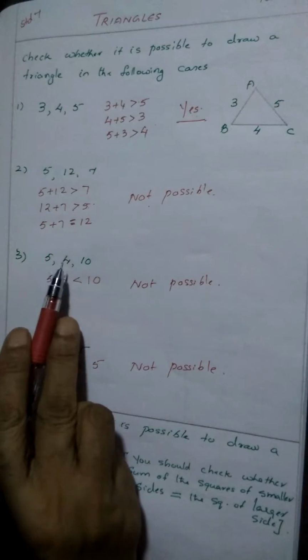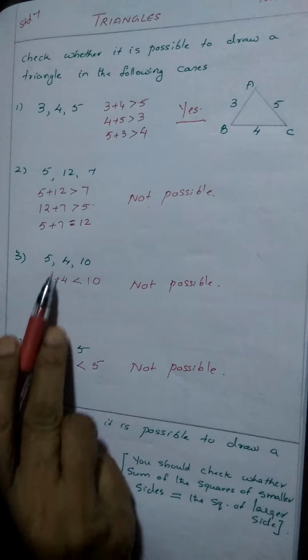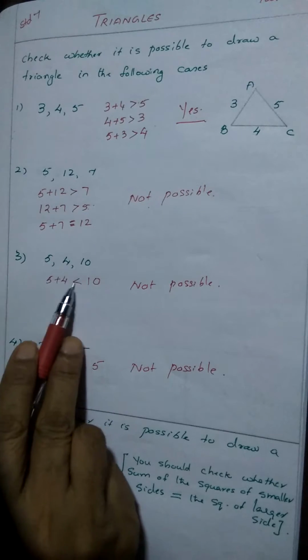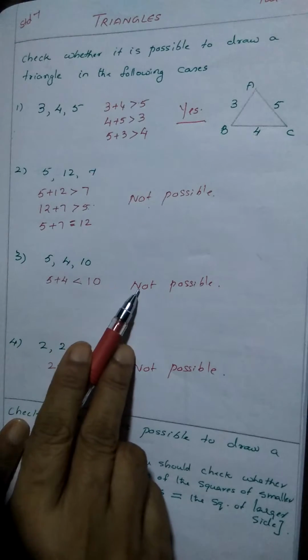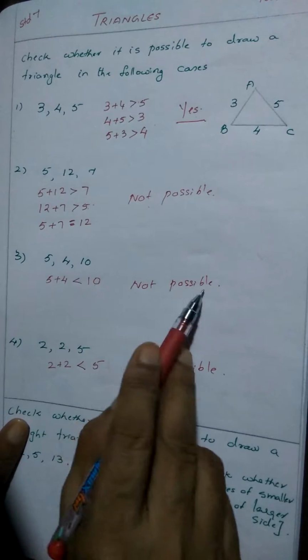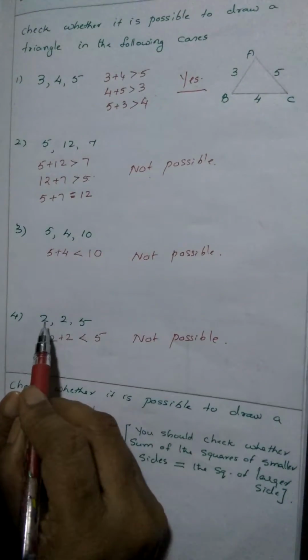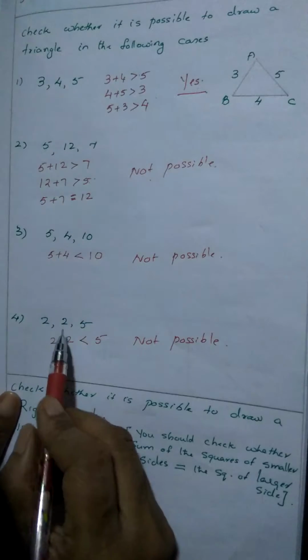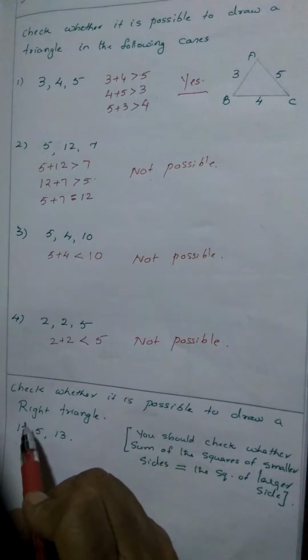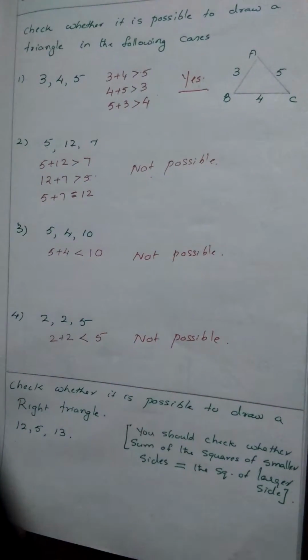Here 5, 4 and 10. So 5 plus 4 is 9, which is less than 10. So straight away you can say it is not possible. You don't have to check the other two options. And here also 2 plus 2, 4, is less than 5. So here also not possible.